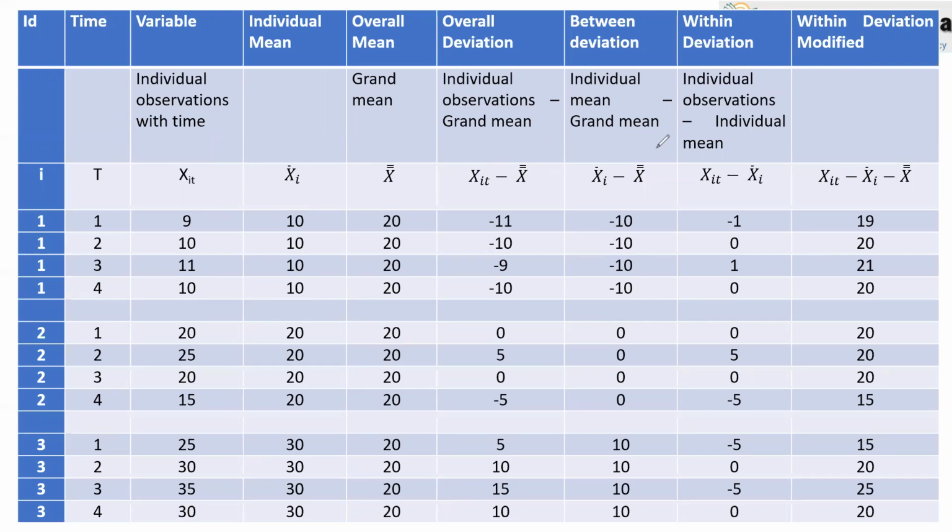Suppose I'm asking you one thing. Suppose you are taking one variable, and that variable is the same all the time. That variable is invariant with time. So which kind of variance will be zero for time invariant variables?